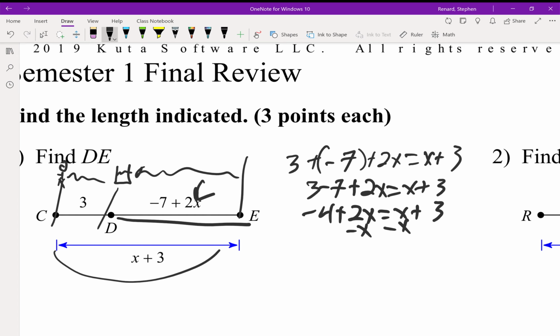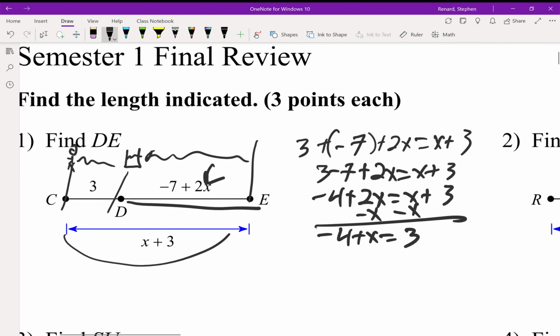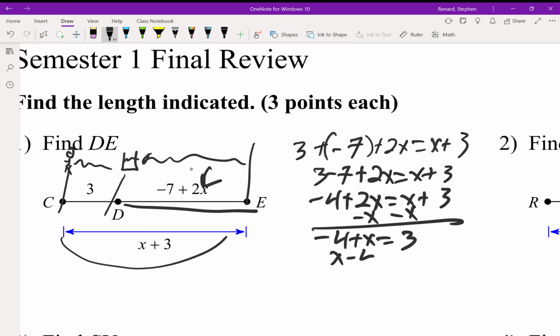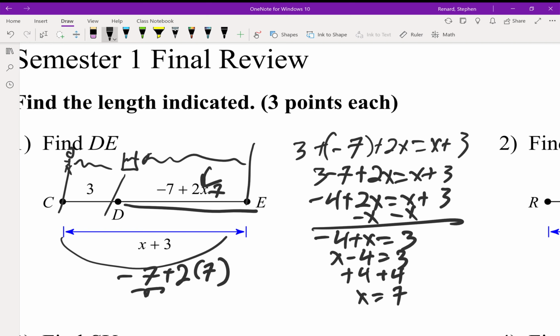First thing I like to do is get my variables together. So it's -4 plus x equals 3. If you don't like this, guys, you can also write it as x minus 4 equals 3. It's the same thing. Add 4 to both sides, and we get x equals 7. Now, I know that I have to put a 7 in right there. So we go -7 plus 2 times 7. That's -7 plus 14 equals 7.